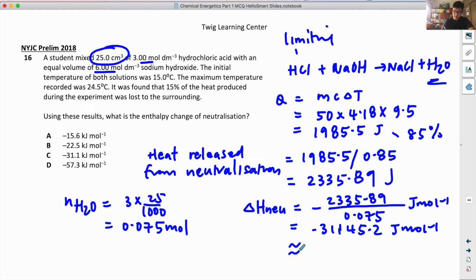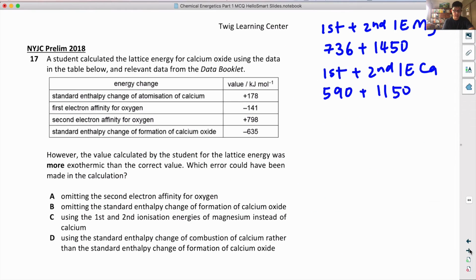Convert to kilojoules, it'll be minus approximately 31.1 kilojoules per mole. So that's how you do this question. The answer has to be C. Okay, let's move on to question 17.